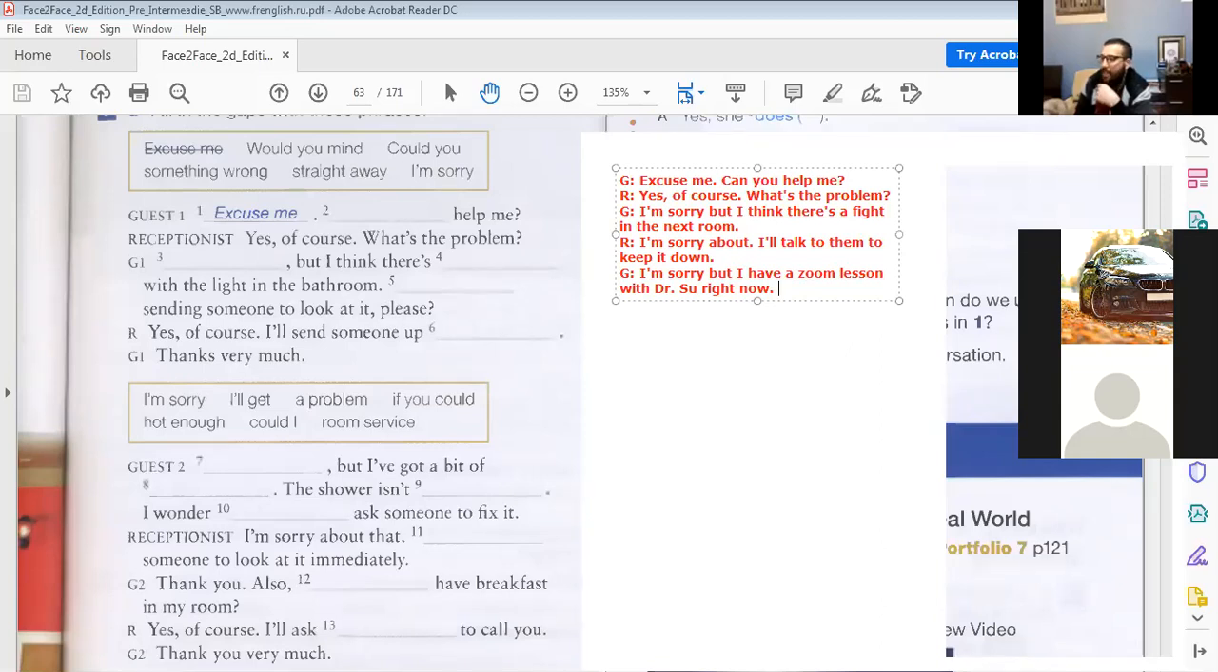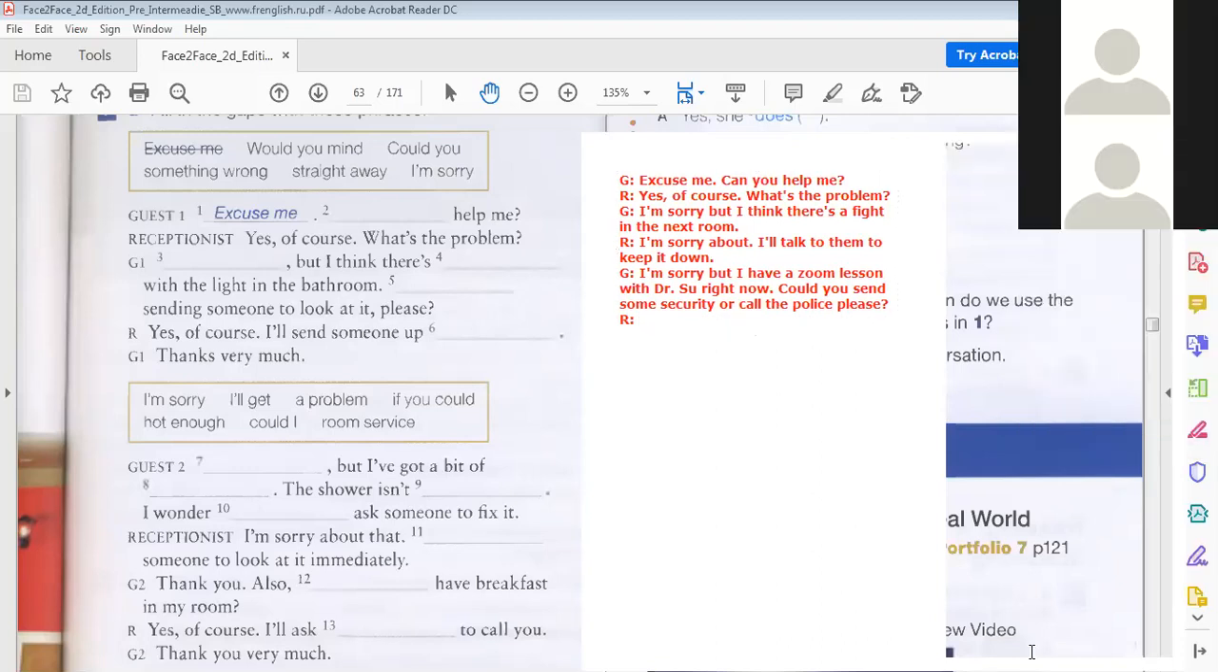But what kind of fight? First thing, the type of fight. Is it like a serious fight or just, you know, they're playing, they're just joking? What do you think? No, serious, fine. Okay. I have a Zoom lesson right now. Could you send some security or call the police, please? So the receptionist, they asked you to call the police or call security. What are you gonna do now, receptionist?